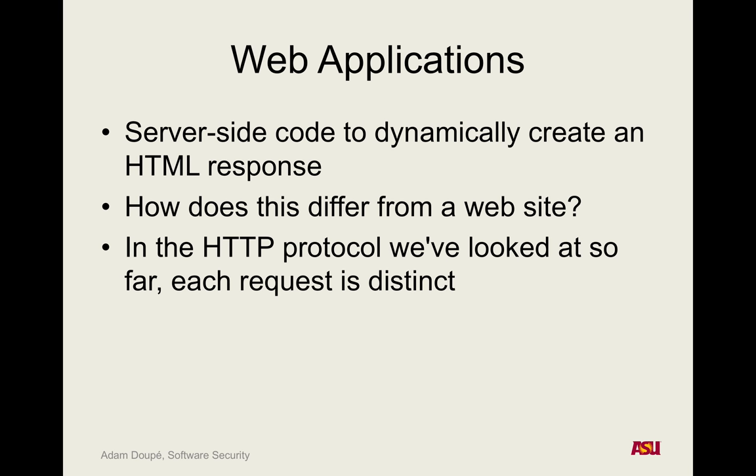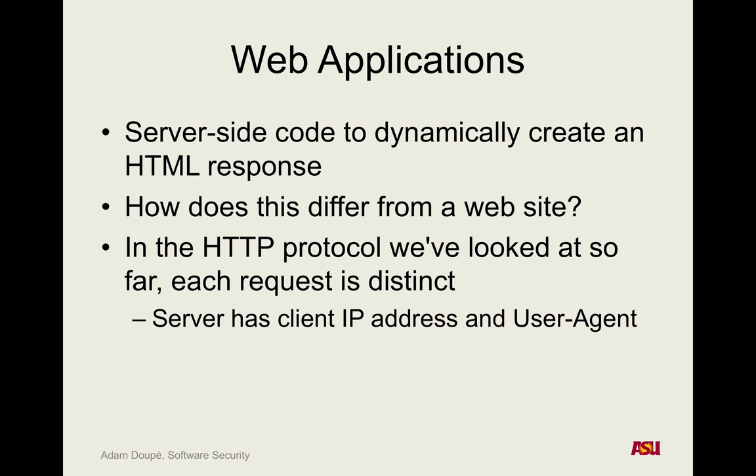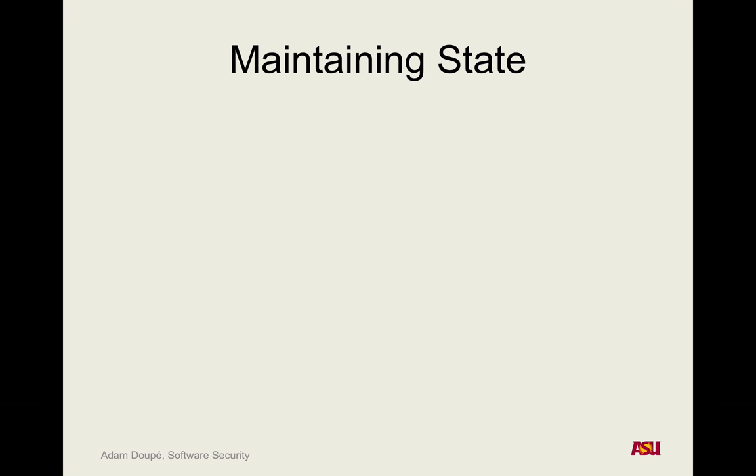And one of the key problems that we looked at so far is that each HTTP request is distinct, right? When we looked at GET / from host google.com, we're asking Google to give us the homepage of slash, right? So by default, the server has the client IP address and the user agent, right? That's what we send in our request.